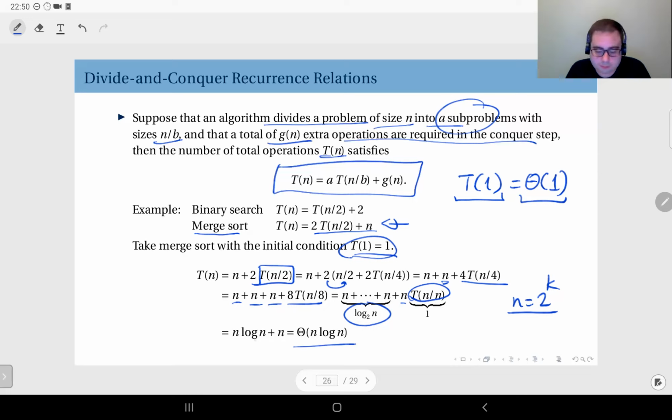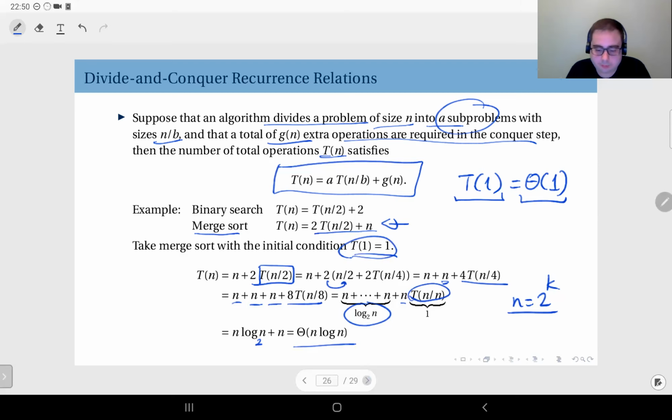Now, I dropped the logarithm base here. Well, you see in the big theta expression, I don't need the base of the logarithm anyway. So this is a very simple case, but this is how we approach divide and conquer relations.